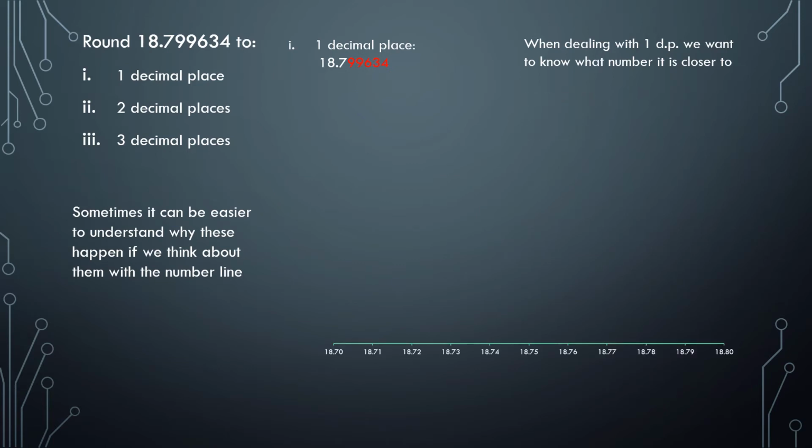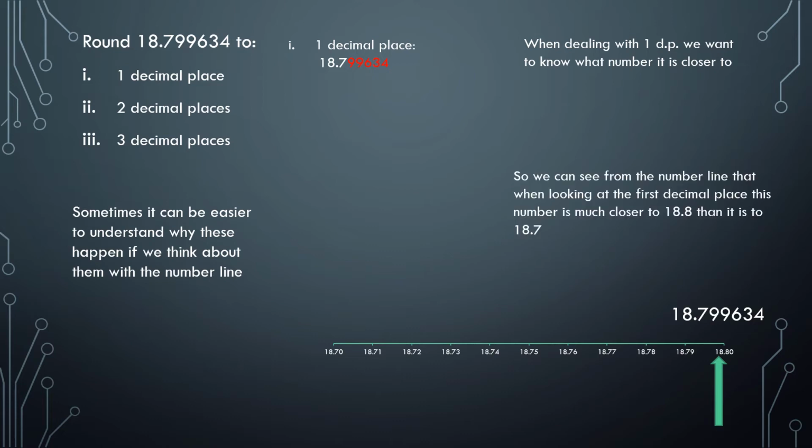And so I've got my number line, I've got my 18.7, and it's 18.70 to 18.80, just so that the increments in between make a little bit of sense. So I'm thinking about my number. Where does my number come on the line? Is it closer to the left-hand side or the right-hand side? Well, if we place 18.799634, it comes all the way over at that side, and it pretty much comes on top of that 18.80. So even if we just think about where it comes on the number line, we can see that that number is much closer to 18.8 than it was to 18.7.